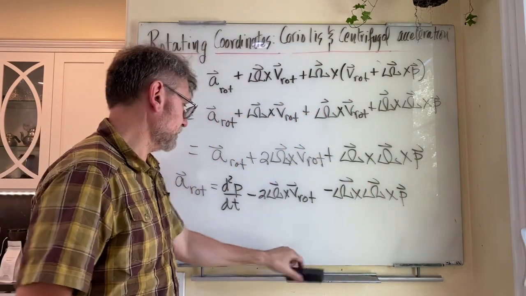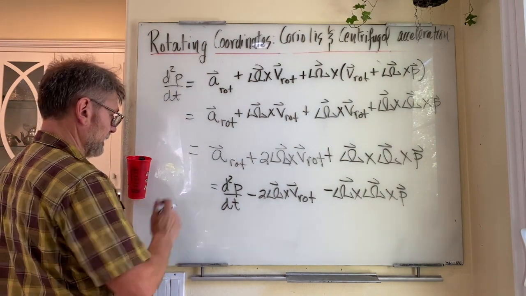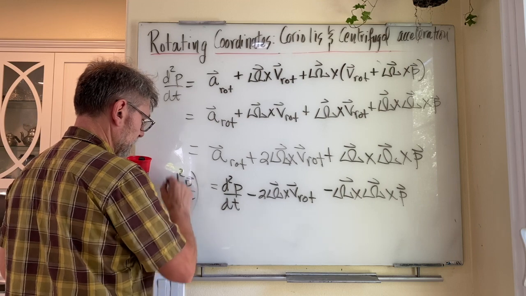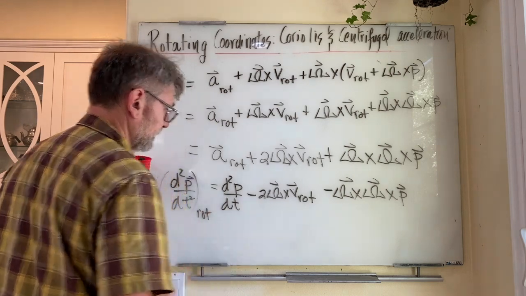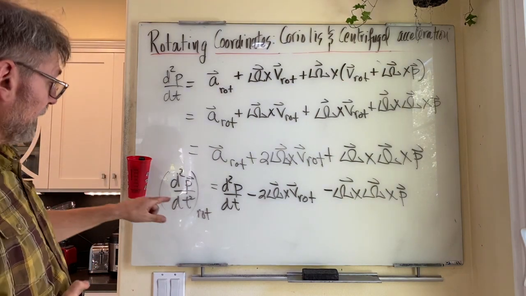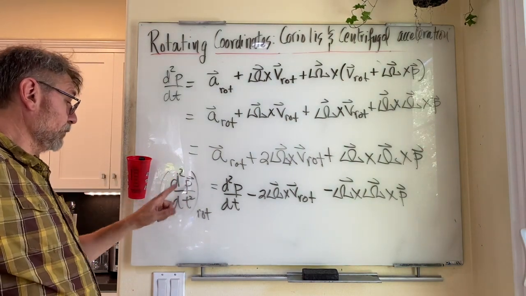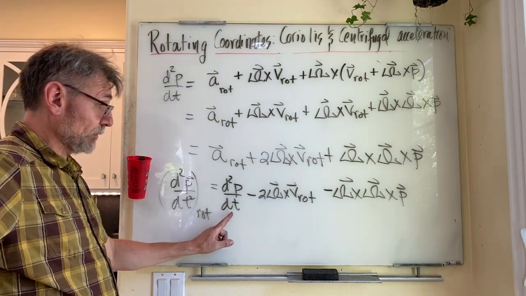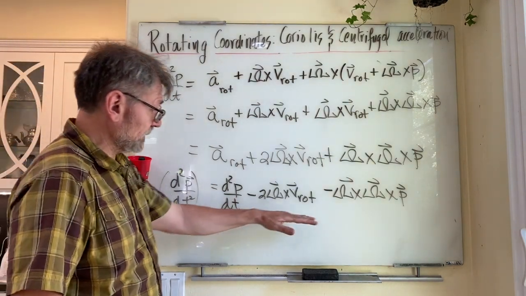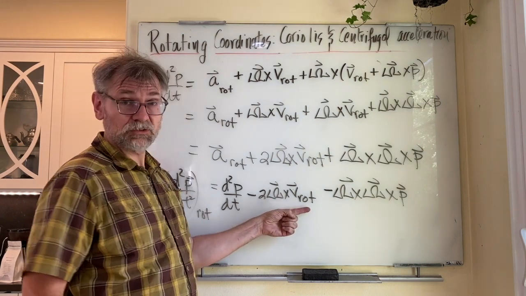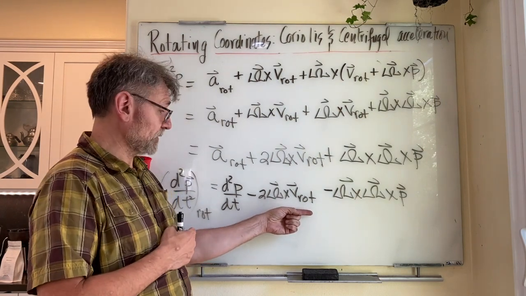And I guess this is the acceleration in the rotating frame, so I'll write it like this, d²p/dt² in the rotating frame. So this is the final result. It says that the acceleration in the rotating frame is equal to the acceleration in the inertial frame, but there are some corrections. Namely this one, which goes like 2 omega cross v rotation. This one is known as the Coriolis acceleration, right?